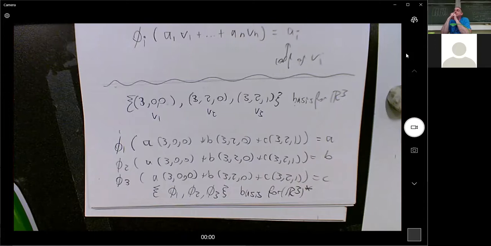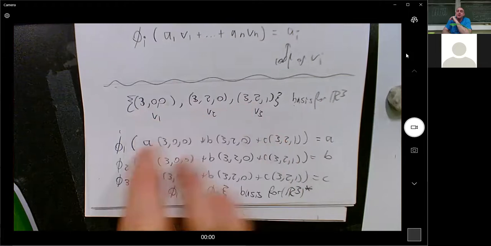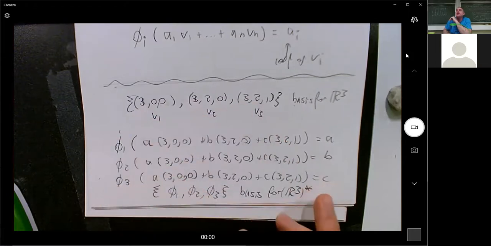So yes, I'm going to repeat that. If you choose a different basis for R3, I would get a different basis for R3 star. But that's okay, because R3 has infinitely many bases, and so does R3 star. So they would link up with each other very neatly.